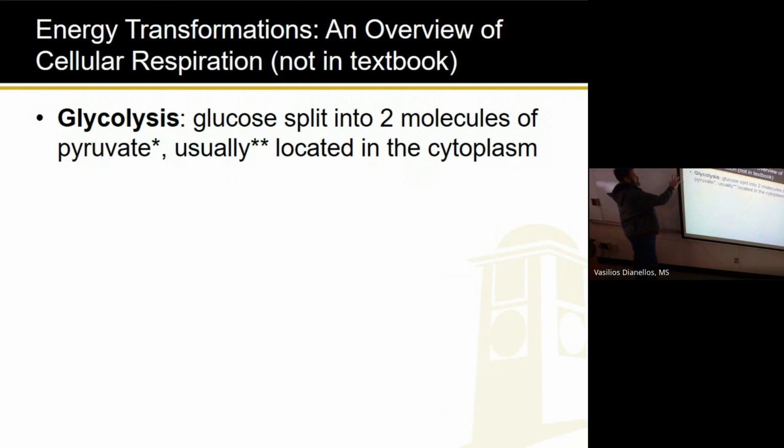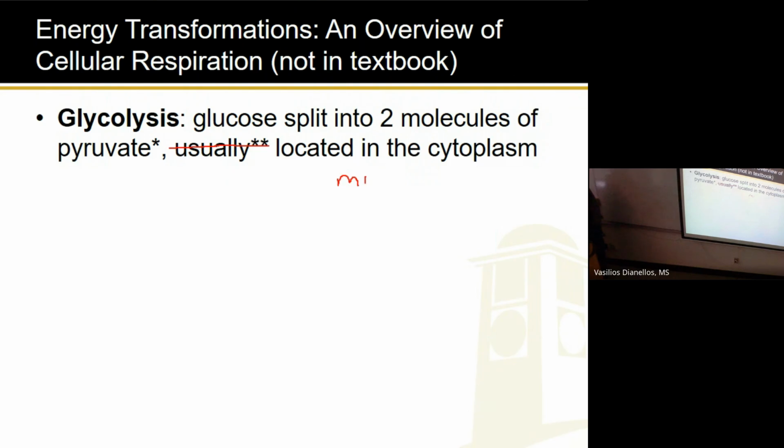But anyway, step 1, glycolysis. The most basic way to describe glycolysis is that we're using glucose and splitting it into 2 molecules of something called pyruvate. Usually this happens in the cytoplasm, i.e. not in the mitochondria.